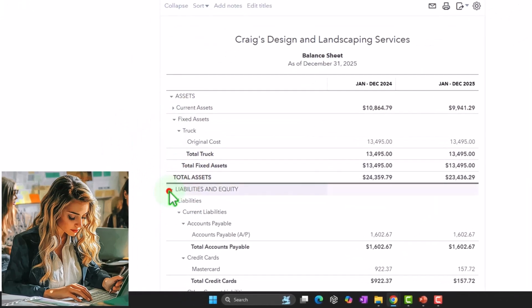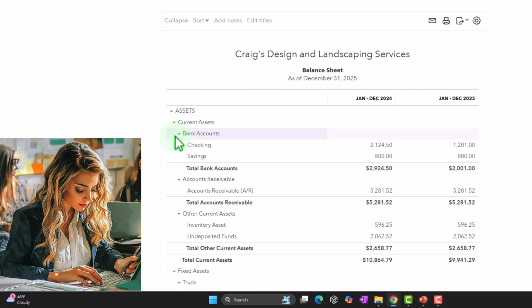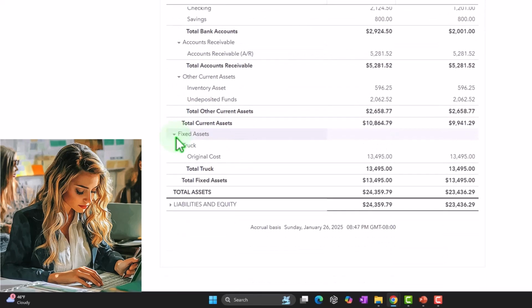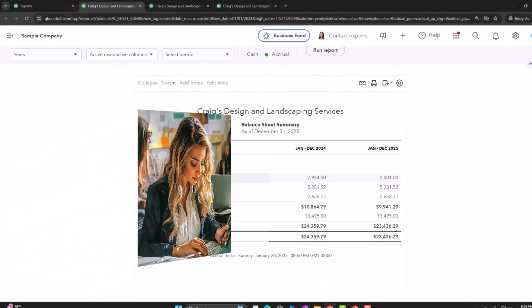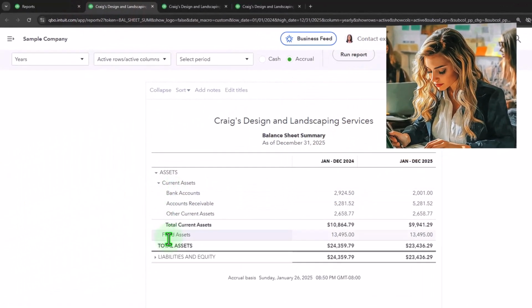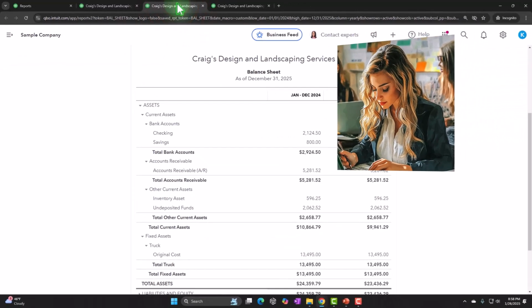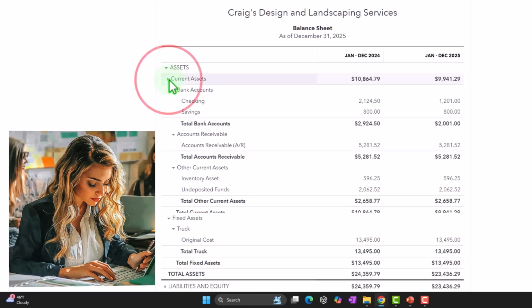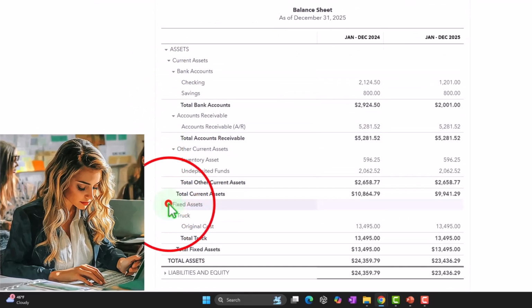Let's just do it this way, where we have current assets and then fixed assets. So over here on the condensed version, we have the current assets and then the fixed assets, and under current assets, bank accounts, accounts receivable, other current assets, and then our fixed assets. Whereas in the extended version, we have the current assets here and then all of this detail within the current assets, and then the fixed assets, all of the detail in the fixed assets.